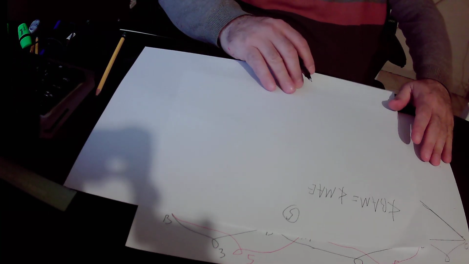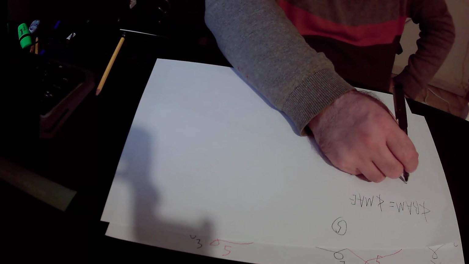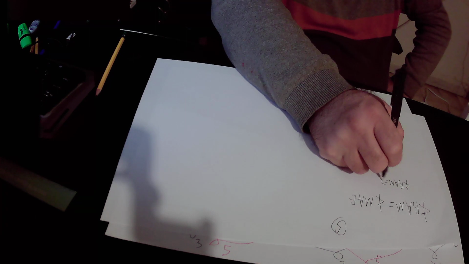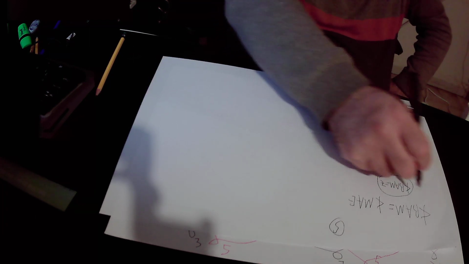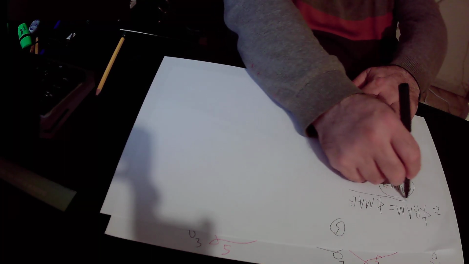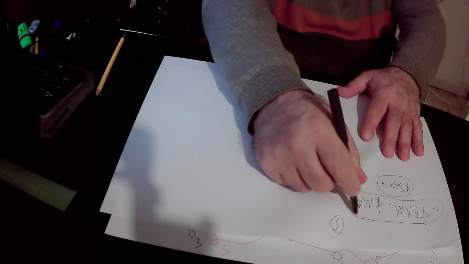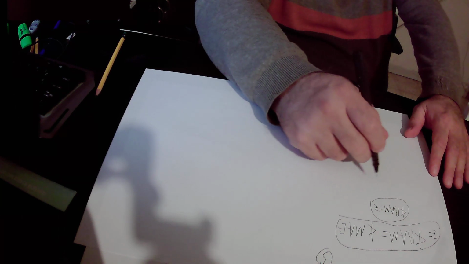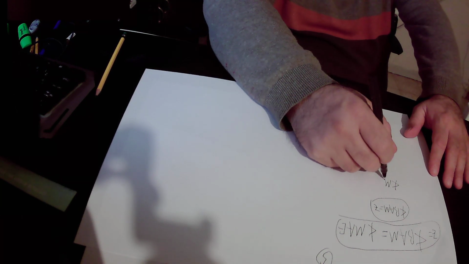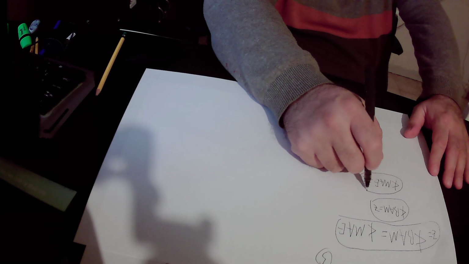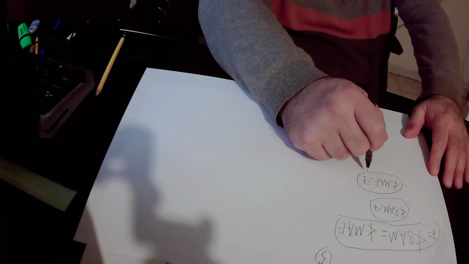So if we define angle BAM as Z, angle BAM is equal to Z according to our definition. So we can write down that angle BAM equals Z. Then from this equation, Z equals angle BAM equals angle MAE, we will conclude that angle MAE equals Z. So we actually know that angle BAM equals Z and angle MAE is equal to Z.